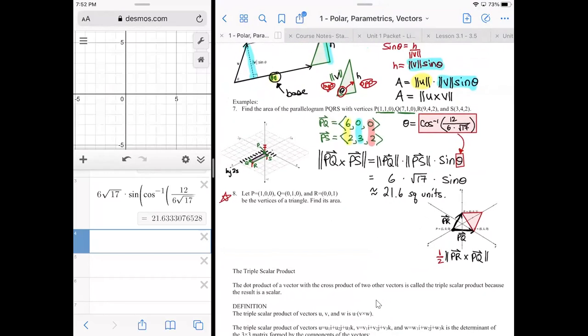So that's where we're going to leave it for tonight. Next class, we'll pick up with the triple scalar product, and then we'll get into vector valued functions, which is pretty interesting stuff. And then we'll go from there. Right, so I'm going to stop the recording.